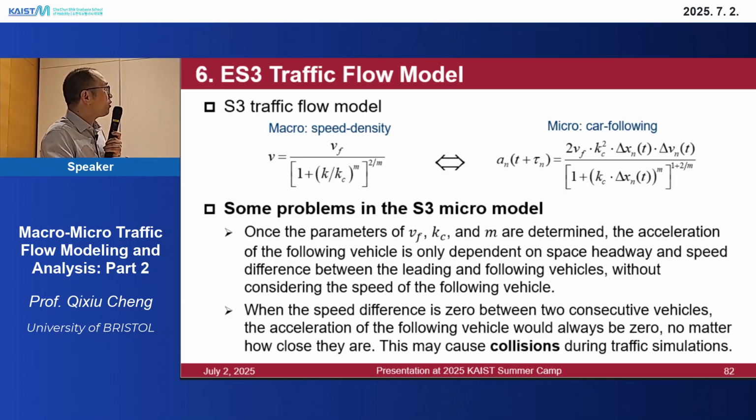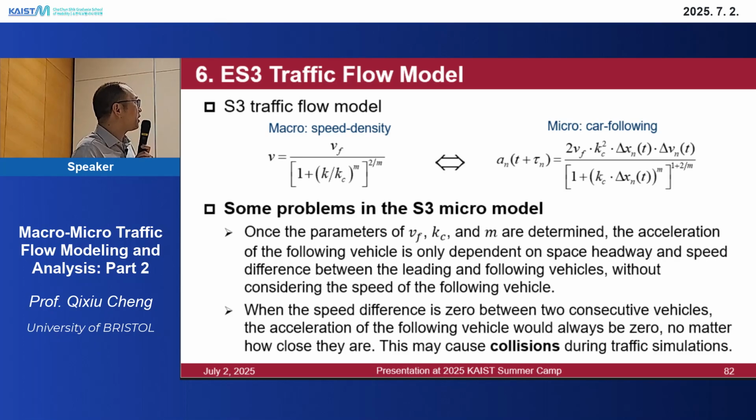Okay, if we look at the micro model, we can see the acceleration for the following vehicle is related to delta x and delta v. This is the space headway. This is the speed difference. So once these two are determined, we can calculate the acceleration.